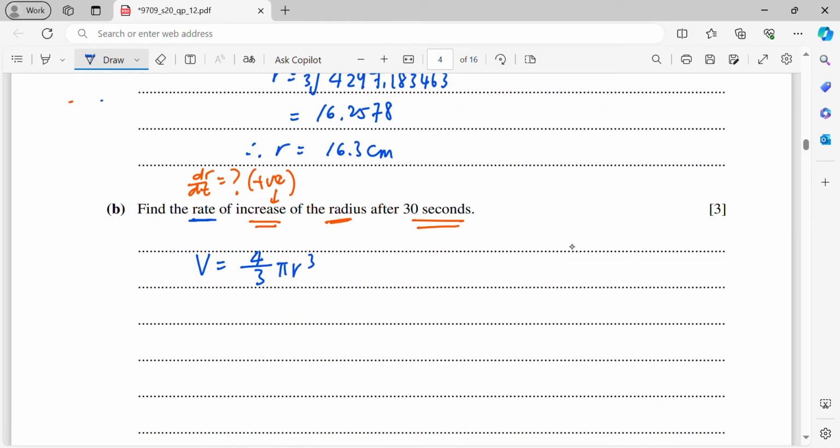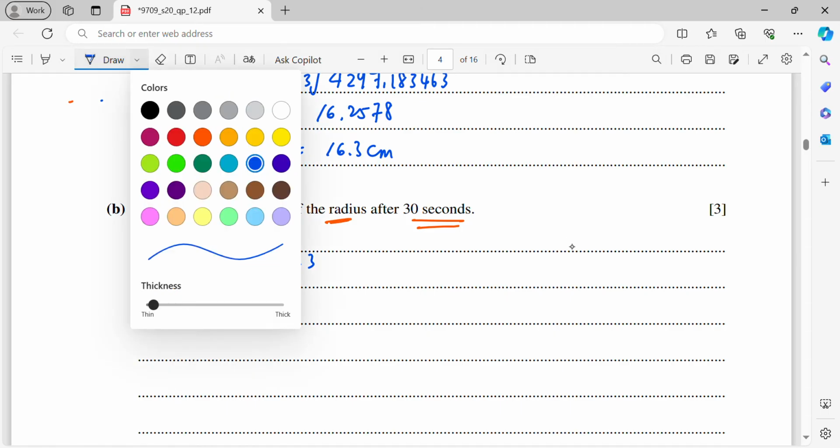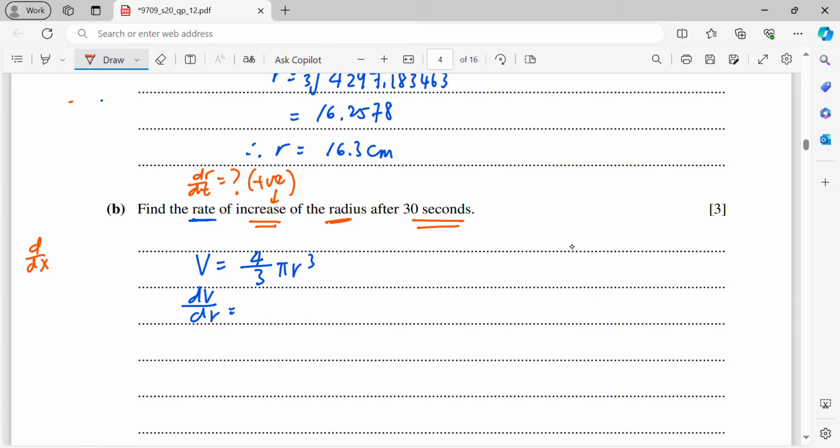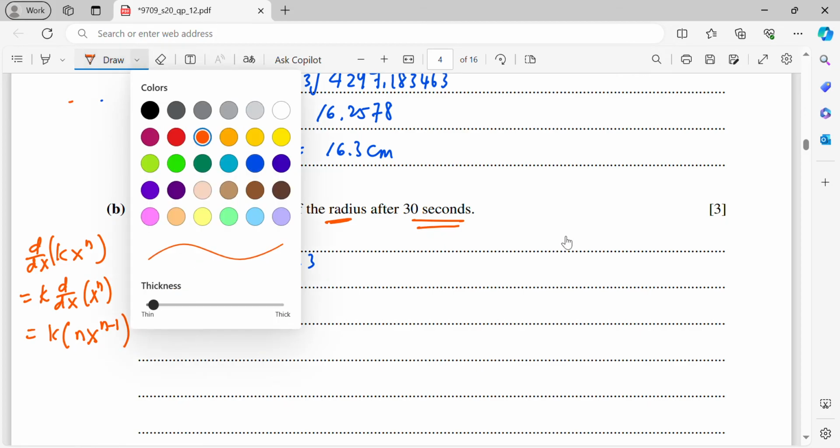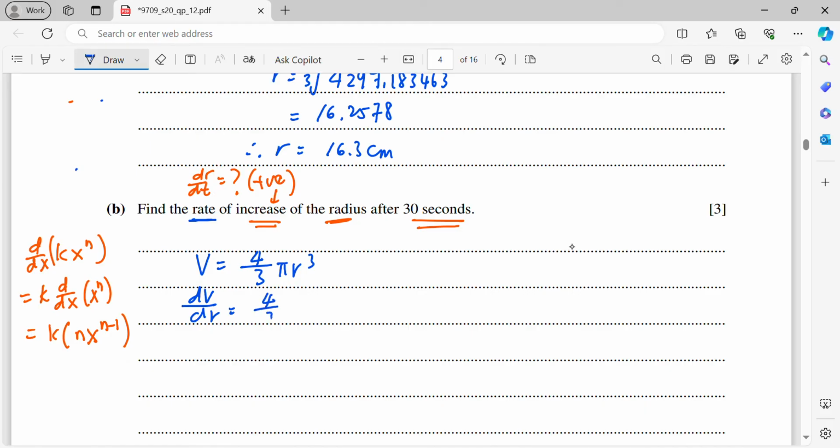So from here, your dV dr, to differentiate, let's say differentiate constant times x to the power n. You factorize the constant and differentiate x to the power n. So when you differentiate x to the power n, you basically move down the n, remain the x, and the power needs to be minus 1. After that, you differentiate the x, which is 1. This is the formula, which means you get 4 over 3 pi, that is a constant. Differentiate r cubed is 3r squared. Then at last, this will be 4 pi r squared.